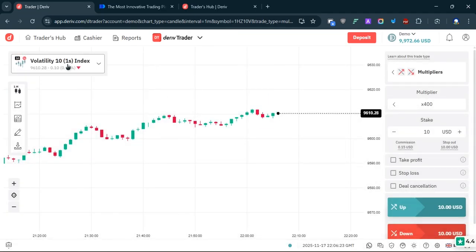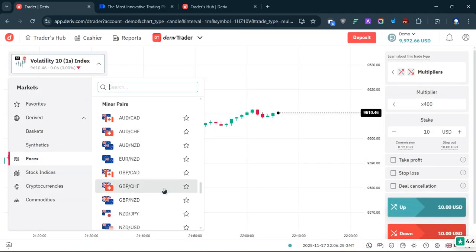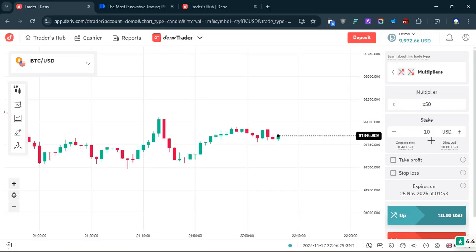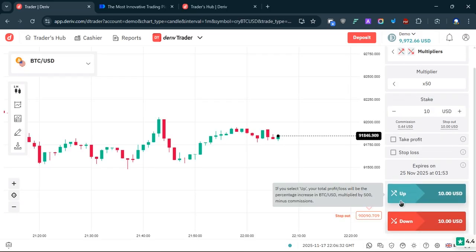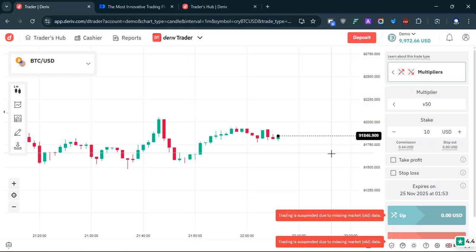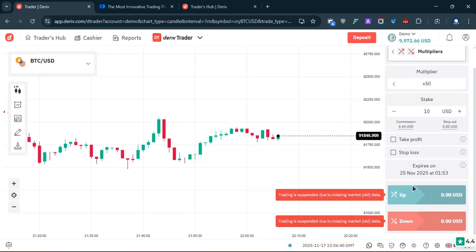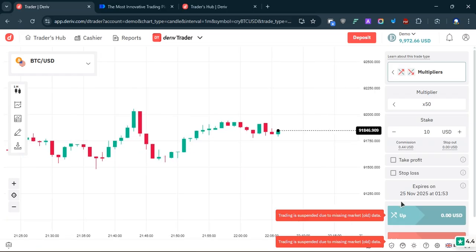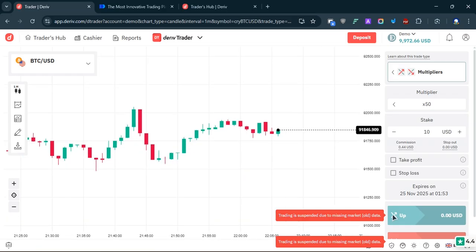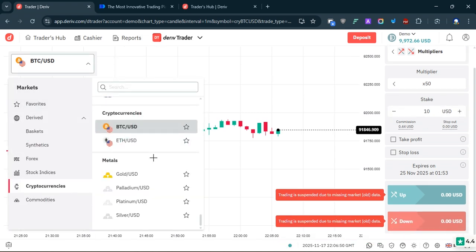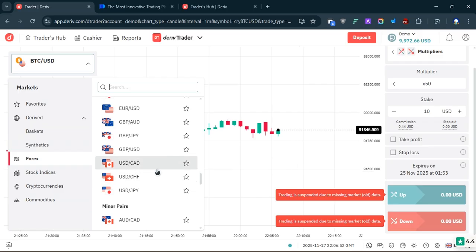Maybe you can do it on cryptocurrencies. Let me go to Bitcoin so that we can see. You can do it on cryptocurrencies, as you can see, especially Bitcoin, and then they only apply on multipliers. So multipliers is where you just try to predict where the market will be going, and then I can see they have suspended it. So most of this does not work on a real market.